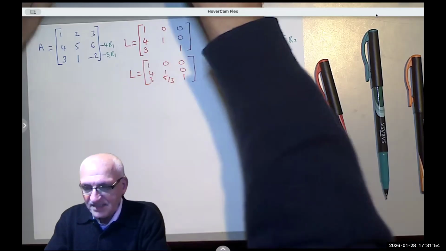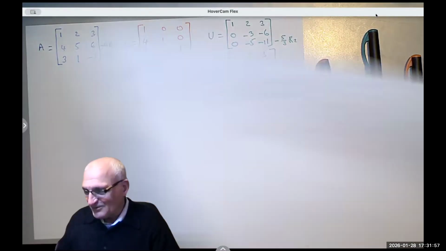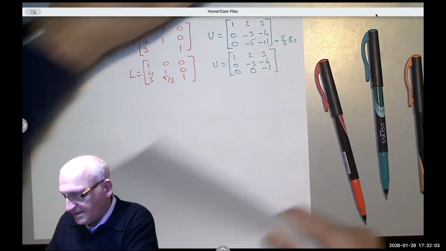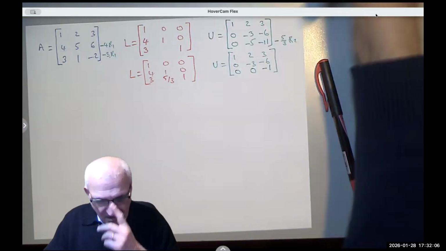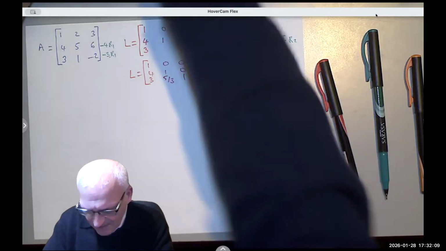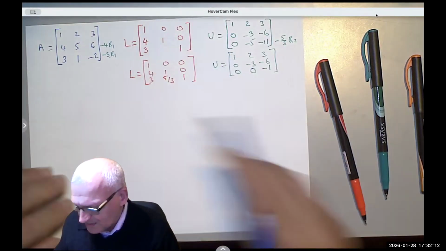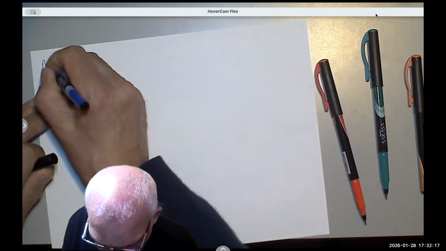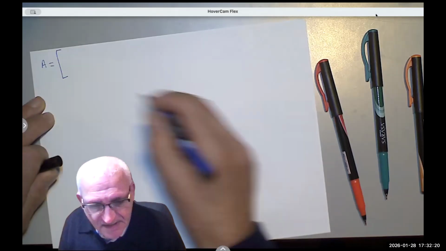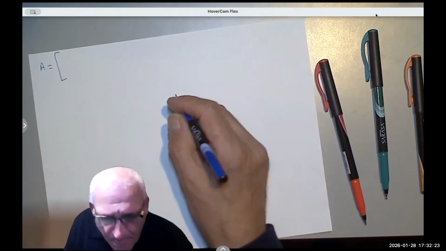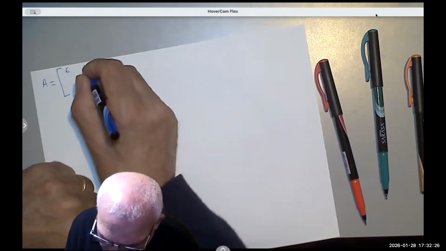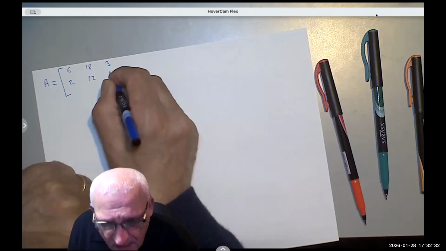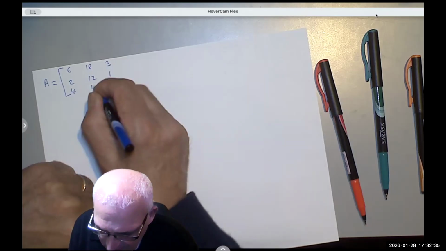Now, this is what I was doing before when it stopped. Okay, I think I have another one. I have a matrix here. Just I want to make sure that the matrix, let me do it here so we can use the same paper next time. This matrix, oh my God, is 6, 18, 3, 2, 12, 1, and 4, 15, 3.